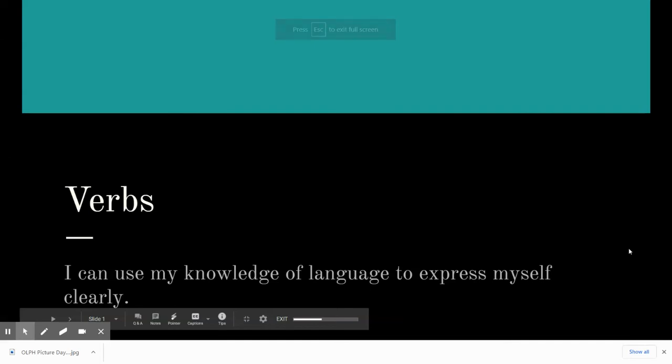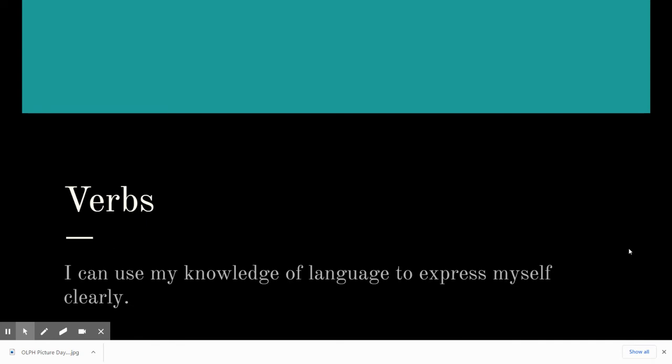We're going to talk about verbs. Verbs are the crux of your sentence. They're the most important part of your sentence because without verbs, your sentence wouldn't express an action or a state of being, like a thought or who you are.